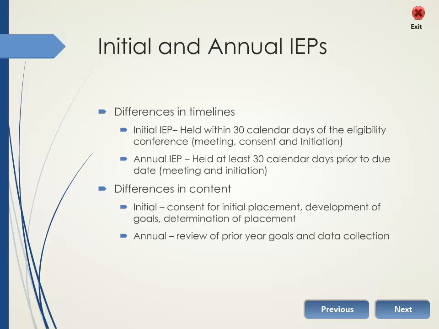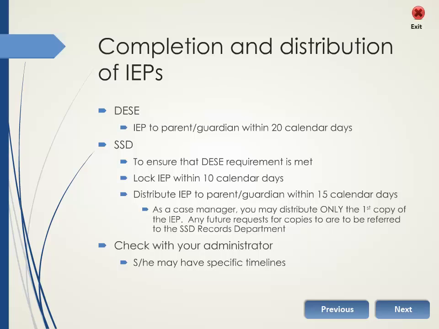In the initial and annual IEPs, the contents of the IEP remain the same. However, the initial IEP conference will possibly need extra time to address placement issues. The DESE requirement is to have the IEP to the parent or guardian within 20 calendar days. To ensure that this requirement is met, SSD requires that the staff finalize or lock the IEP within 10 calendar days of the IEP conference and distribute the IEP to the parent or guardian within 15 days.